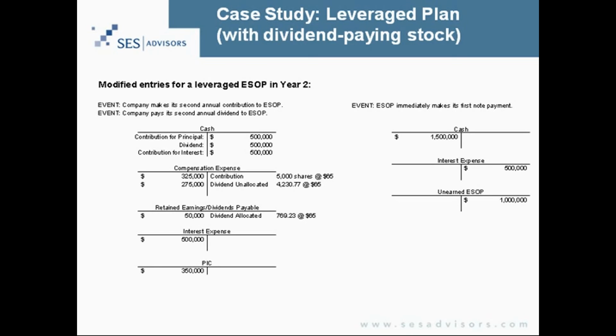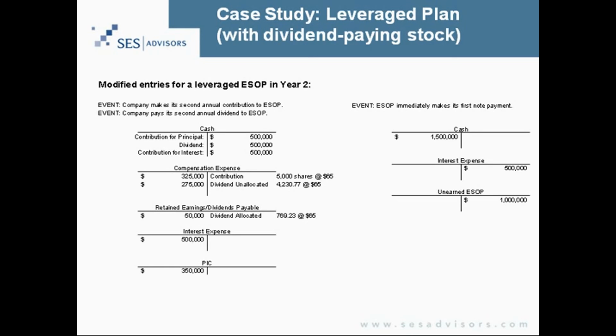So whereas in this example we would be recording, if it were all contributions, $650,000 in compensation expense, 10,000 shares at $65, instead we're recording $600,000 in compensation expense. The other $50,000 is retained earnings. Not surprisingly, it's $50,000. That's because we've applied the rule that said we had to allocate shares worth $50,000, and that's exactly what we've done. So now the dividend is recorded as a $50,000 dividend.